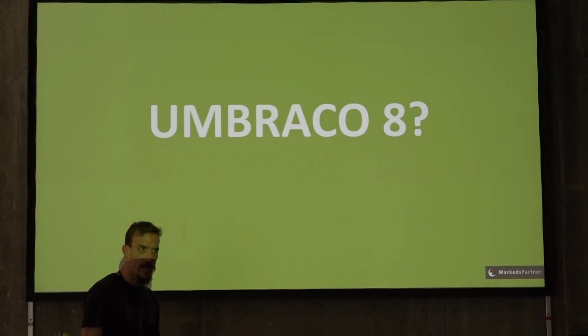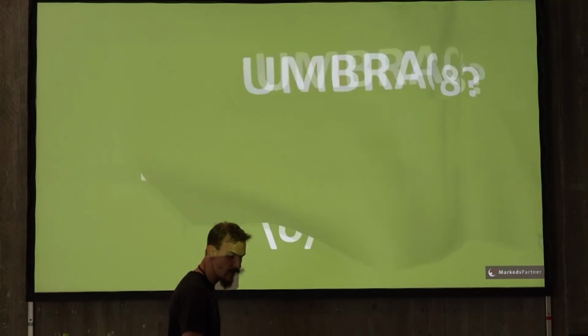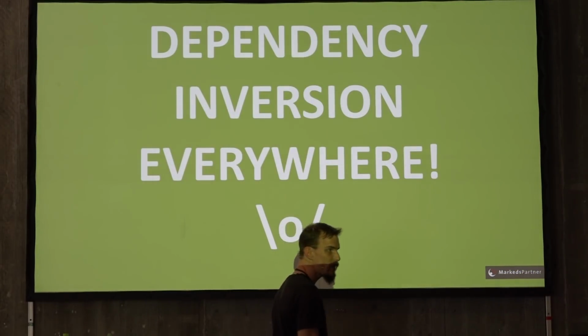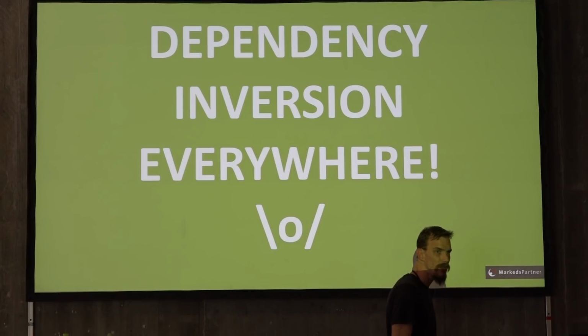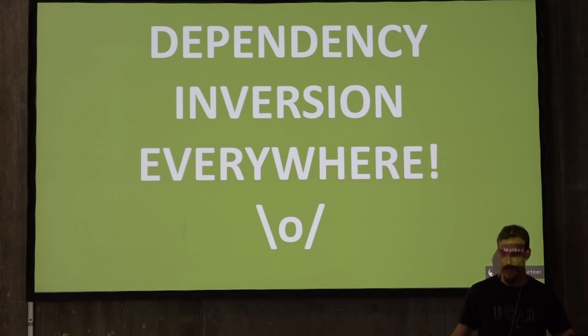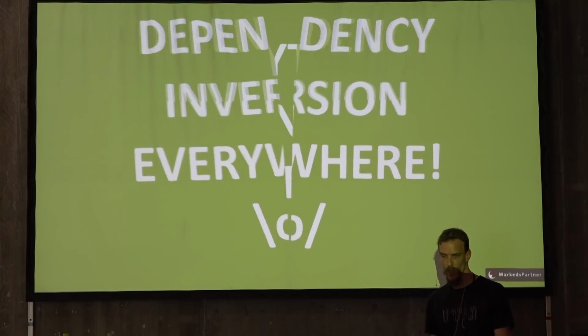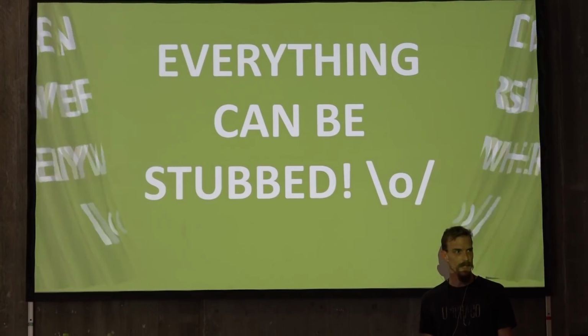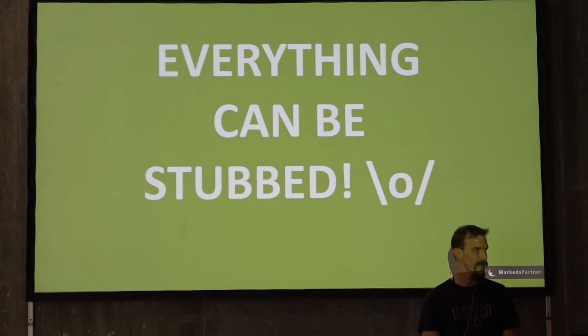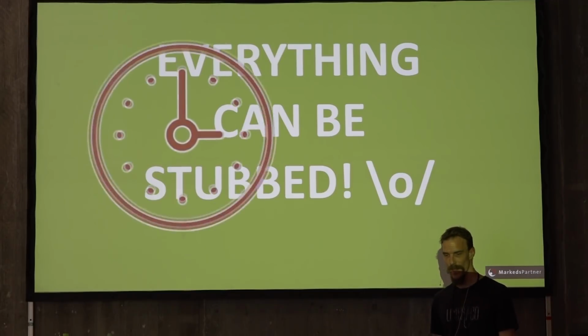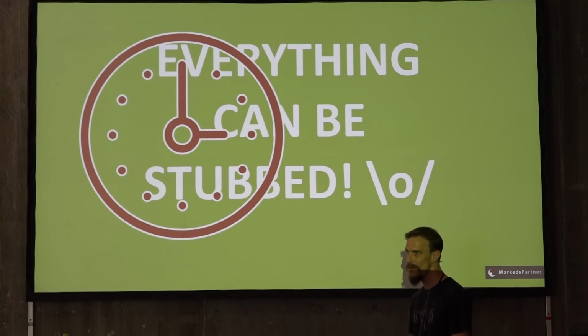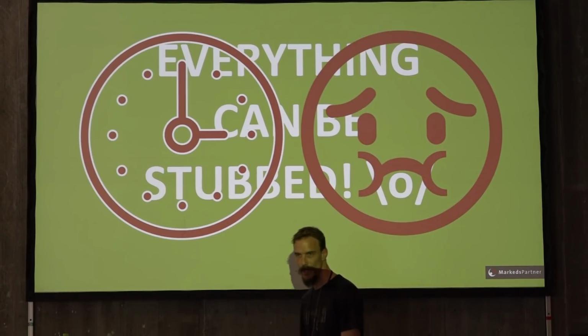So what about Umbraco 8 then? We now have dependency inversion everywhere. Everything is injected, everything is abstracted. Brilliant. Everything can be stubbed. And we can do that in our adapter assembly. But that's going to take a whole lot of time, again, and I don't like that.